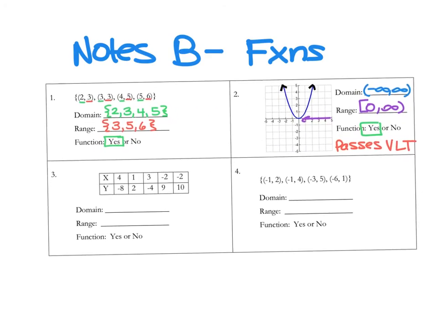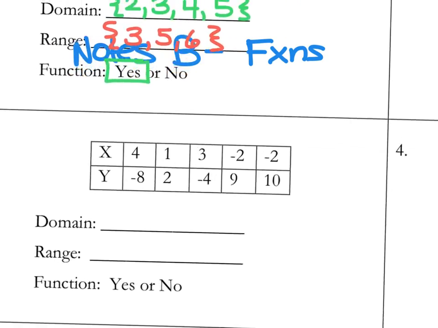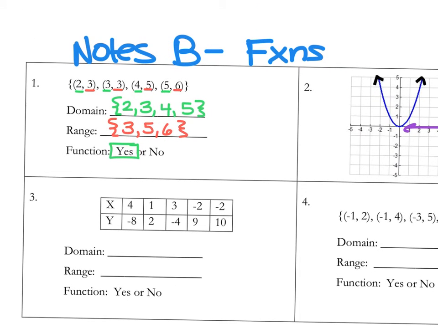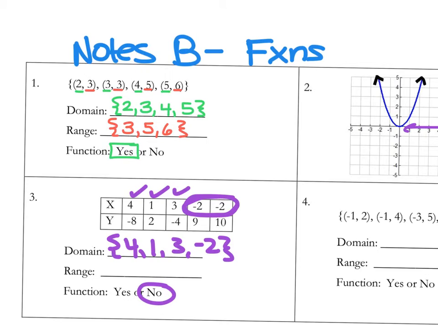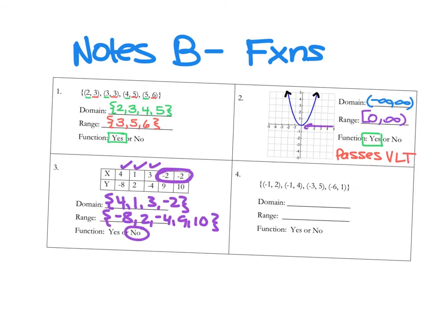Okay, next one. I have a table of values. Do the x values repeat? Let's check it out. We have a 4, a 1, a 3, uh-oh. The x values repeat here, so this is not a function. I could still write out the domain if I wanted, 4, 1, 3, and negative 2. And the range is my y values, negative 8, 2, negative 4, 9, and 10. But it is not a function because the x values repeat.